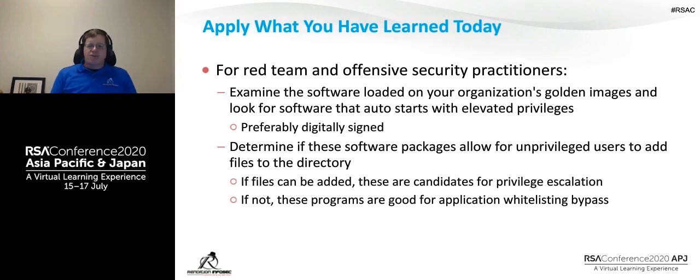And then I want to determine if the software packages allow for unprivileged users to add files to the directory. Look, if they can, it's a great candidate for privilege escalation. Otherwise, it's just good for whitelist bypass. One thing that I want to throw out here is the difference between looking at autoruns on the system versus the autoruns for the user that you just exploited, right? From a privilege escalation side, I want to be on the system, right? But from just a persistence side, I generally want to be on the user, right? So again, if I've got privilege escalation, I've got that plus persistence, right?